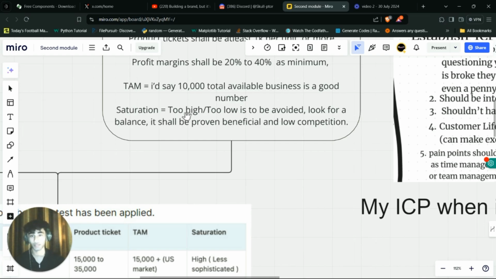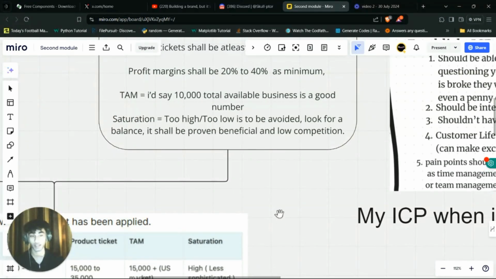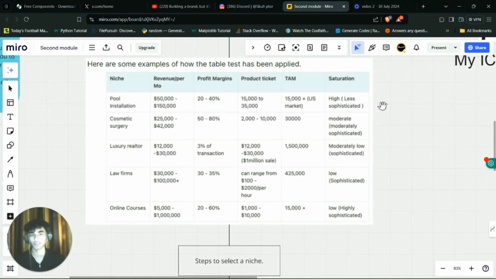On the other hand, when the saturation is too high, it means the competition is too much in that niche or business, which you want to avoid at all costs, because when the competition is too high, you are just fighting among each other and you forget about the numbers, and in that way, at last, you don't make much money.